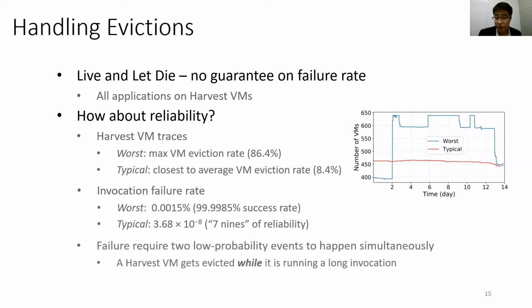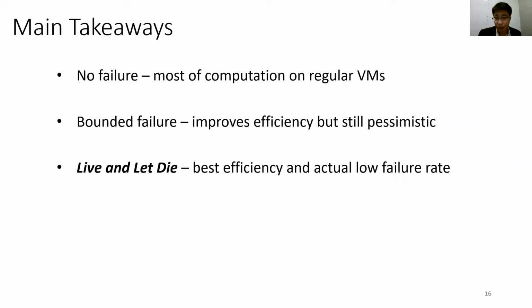The actual invocation failure is low because failure requires two low probability events to happen simultaneously, which is that a Harvest VM gets evicted while it is running a long invocation. To summarize, the no-failure strategy is very conservative and causes most of the computation to be hosted by regular VMs. Bounded failure strategy improves the efficiency, but is still pessimistic. The leave and let die strategy, although lacking a theoretical bound on failure rate, actually delivers the best efficiency and low failure rate. As a result, in the rest of this presentation, we will stick to the leave and let die policy.